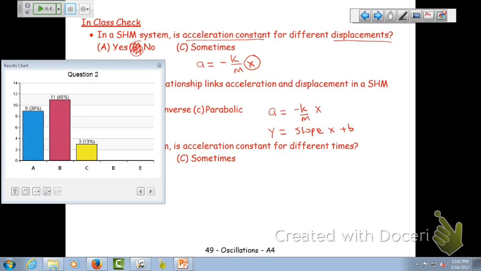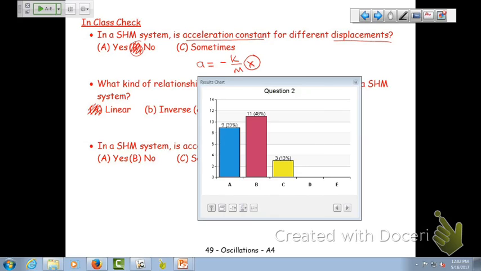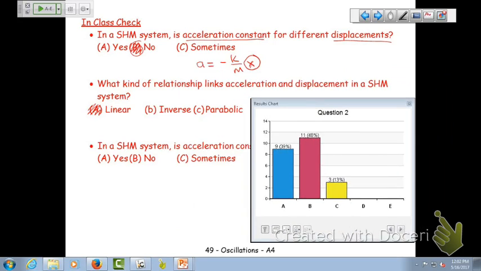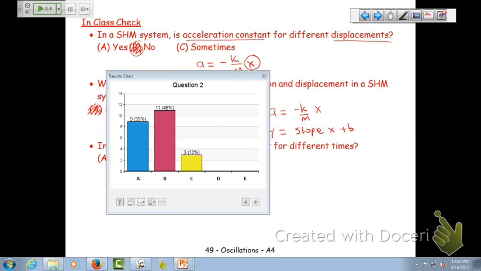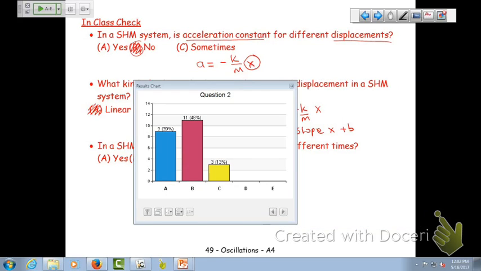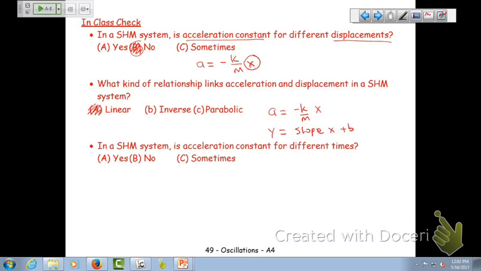Okay, what do we get? And now it's a bit more split. Now, some people are saying A, which is yes, in a simple harmonic system, acceleration is constant for different times. And some people are saying no, it is not the same for different times. And some people are saying sometimes. These are the politicians down here. It's like, you know, like good parents.